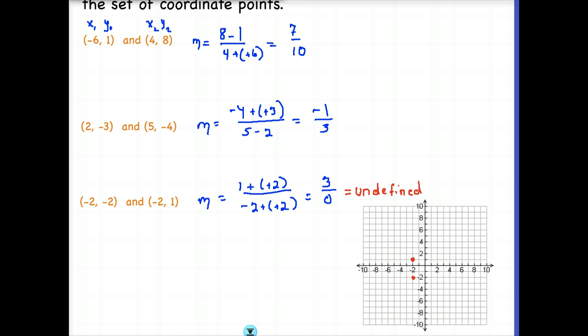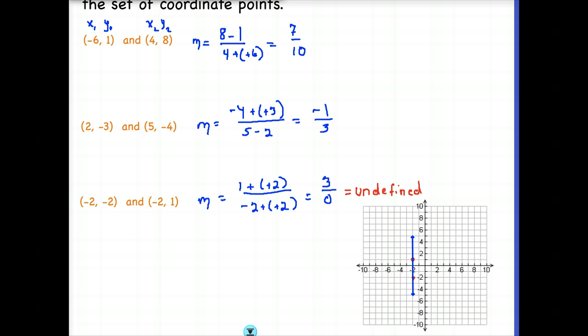Now let's connect our dots with a line. And if you see, we have a vertical line. And let's adjust it a little bit so it's straighter. So an undefined slope means we get a vertical line. And if you look at that, that is not a function.